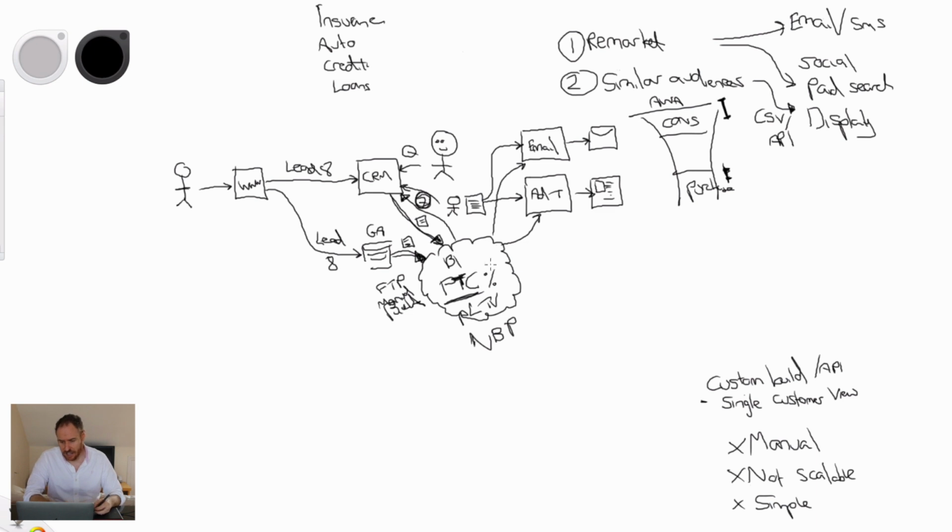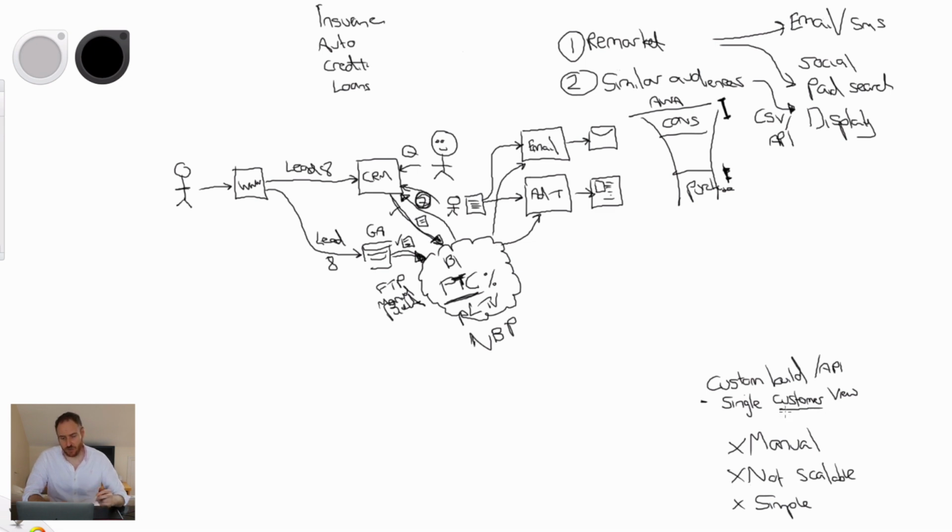I think you need that. And so a single customer view is basically building these links here, right? These two arrows. That's what you're doing. You're building a single customer view and you're putting all the data in one place. What I don't like about this is the word customer.